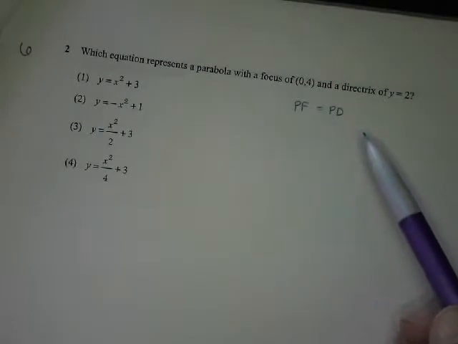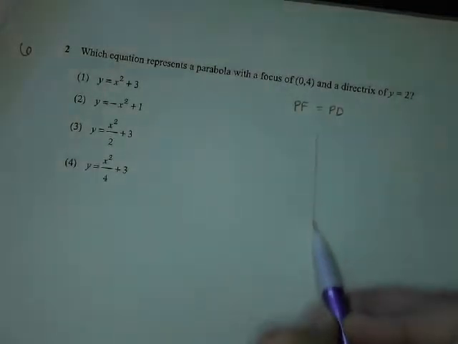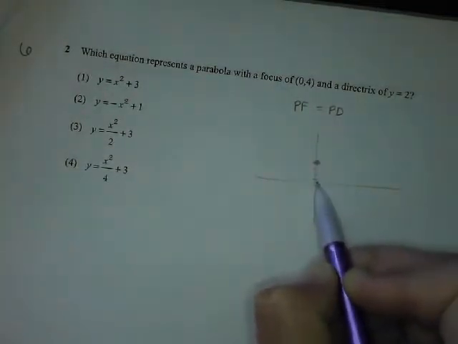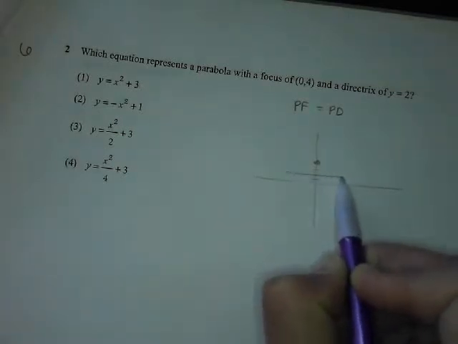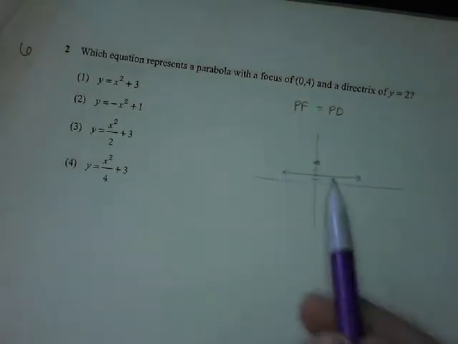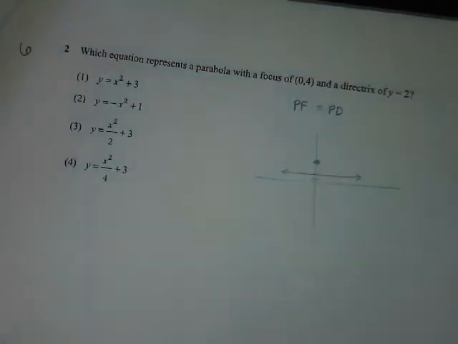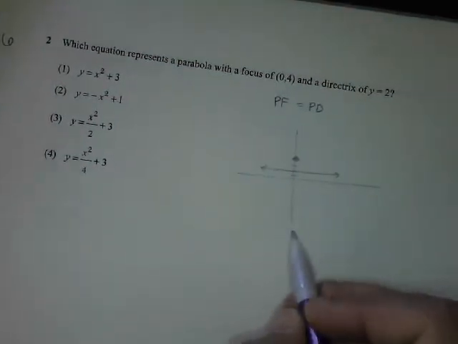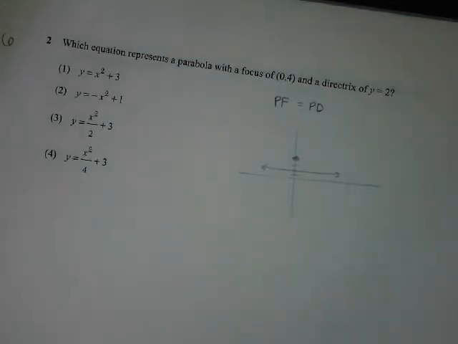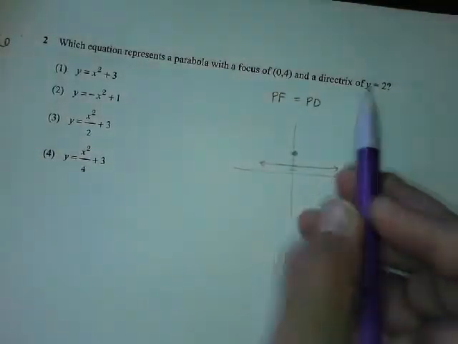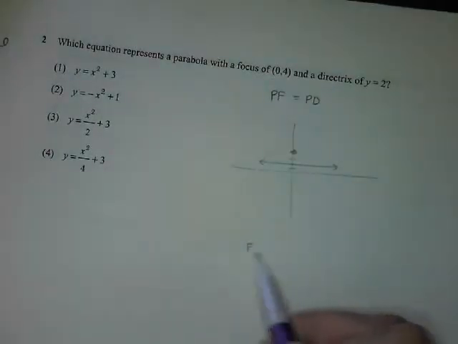But when you draw your focus at 4 and your directrix at 2, your vertex always has to be halfway in between. Okay? I will also tell you this with these questions. It has been most common for us to give you questions where we give you the focus and we give you the directrix. And so when we give you the focus and we give you the directrix, the vertex always has to be halfway in between.